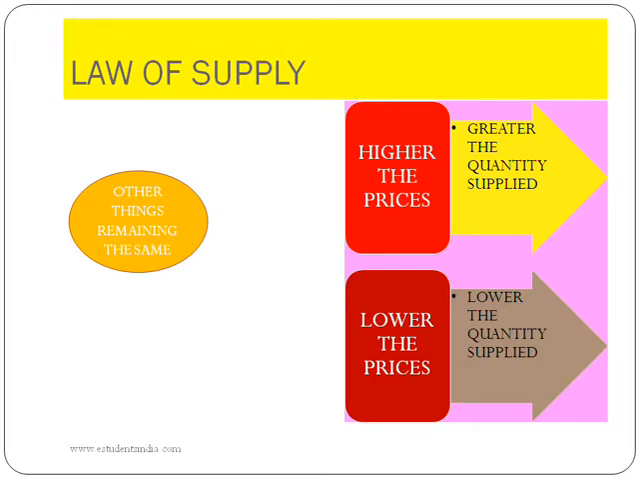Law of supply. Higher the prices, greater the quantity supplied. Lower the prices, lower the quantity supplied. Other things remaining the same. How can you explain it?